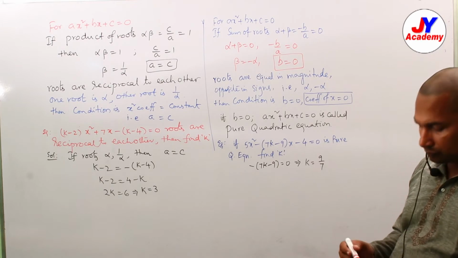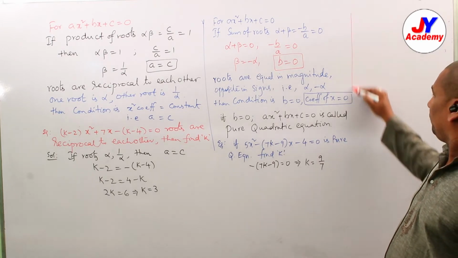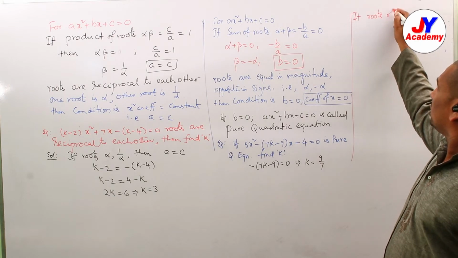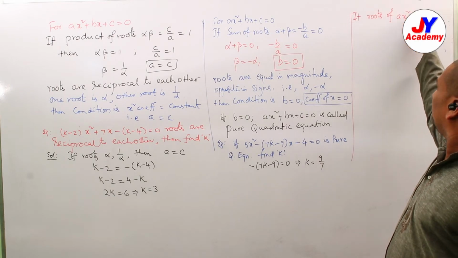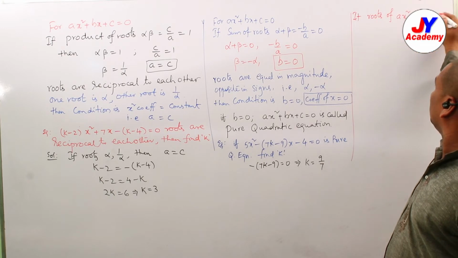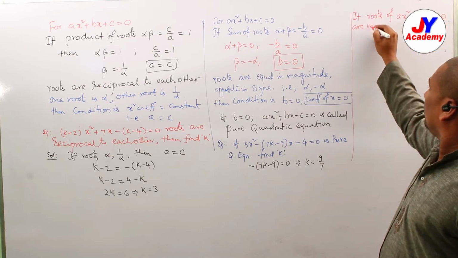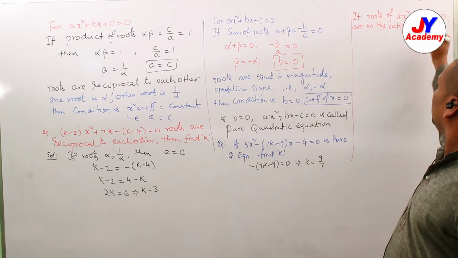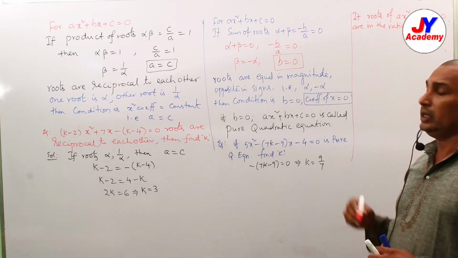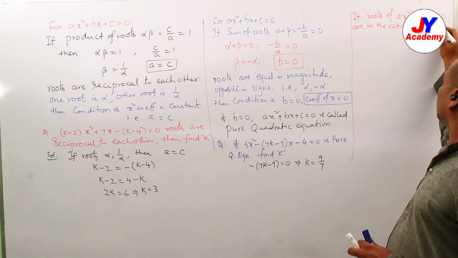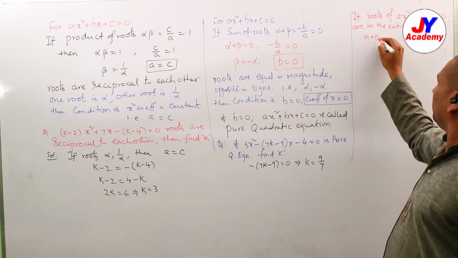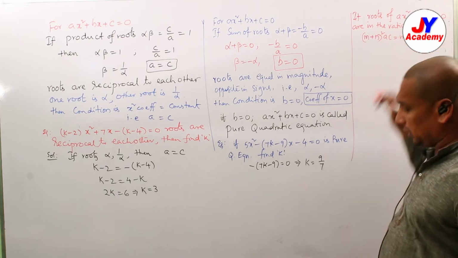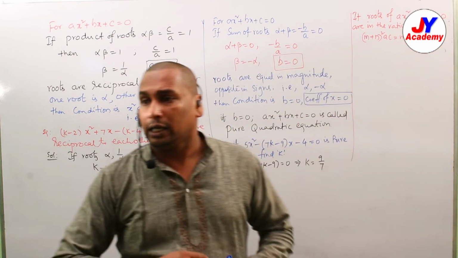Okay? Now, if the roots of ax square plus bx plus c is equal to 0 are in the ratio m is to n, then what is the condition? (m plus n) whole square ac is equal to mn b square. Now we are going to derive that condition.